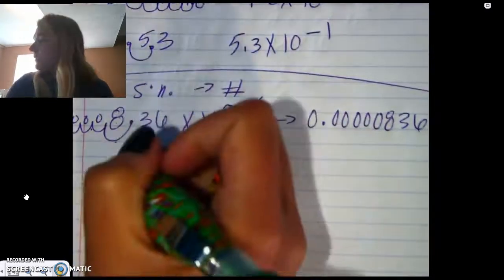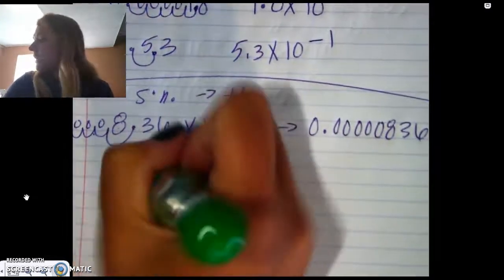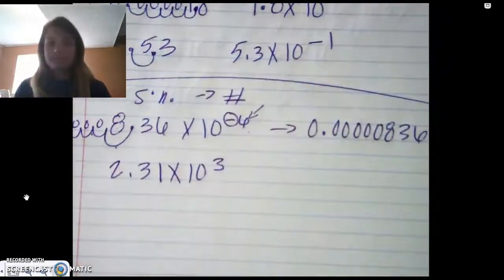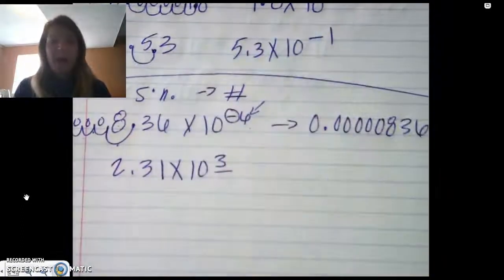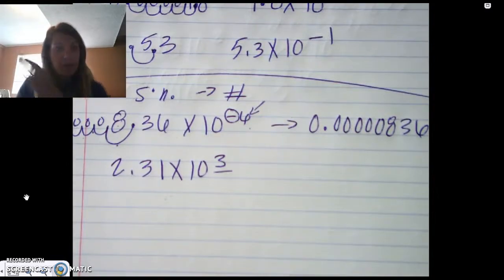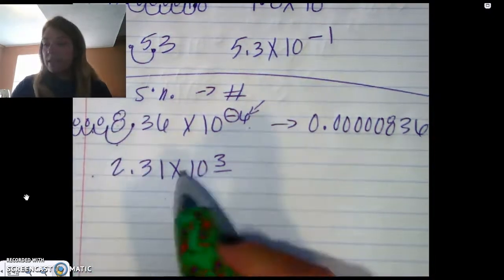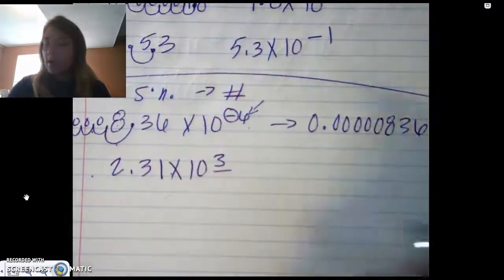Let's do a big number. Let's do 2.31 times 10 to the 3rd. Okay, positive power, meaning I have to make my number bigger. Okay, so I'm swooping the decimal place to make the number bigger. I'm not going to now add the zeros in front. I'm going to add the zeros behind to make the number bigger. So I'm going to do that.